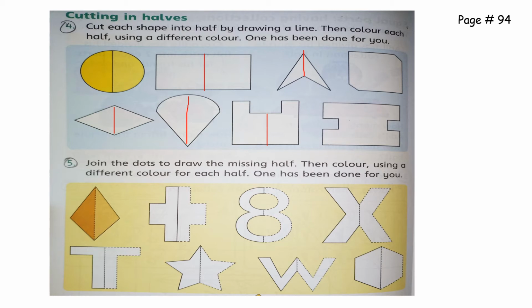And similarly in question number 5, you have to join these dots, you have to join them and color them using different colors. One side should have a different color and this side a different color, just like it is done here. It's dark, it's a little light color. You have to do colors in your book.